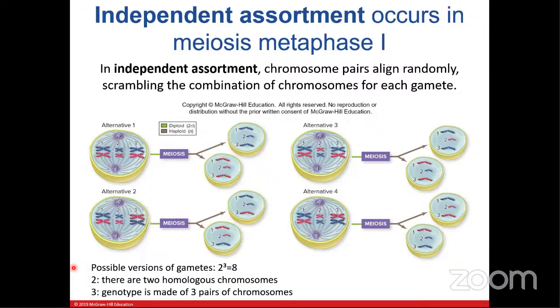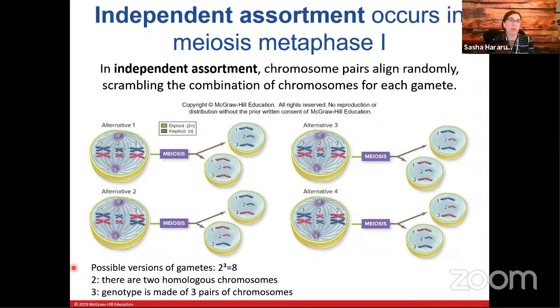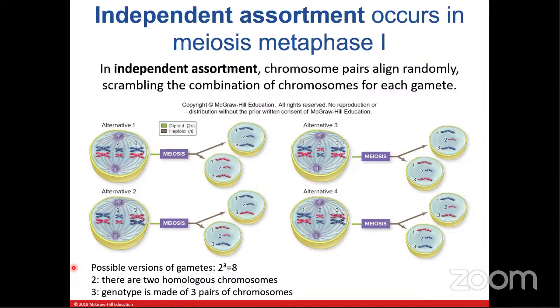I have a question. Do crossing over and independent assortment both occur, or is it one or the other? Oh, they both occur. So during meiosis, both crossing over and independent assortment occur. So first it crosses over in prophase 1, and then independent assortment occurs after, correct?